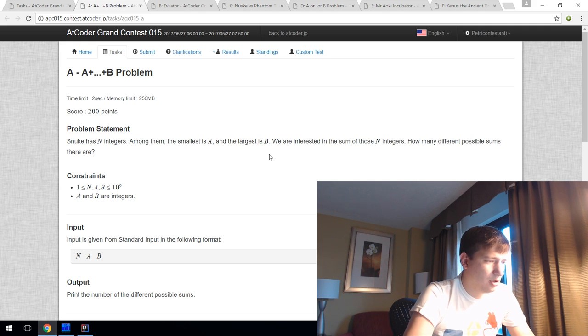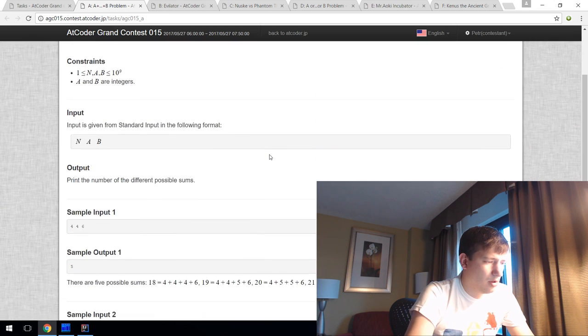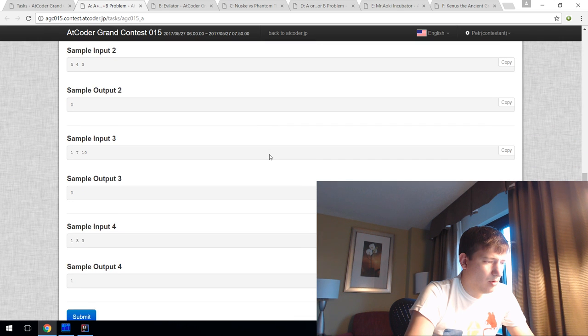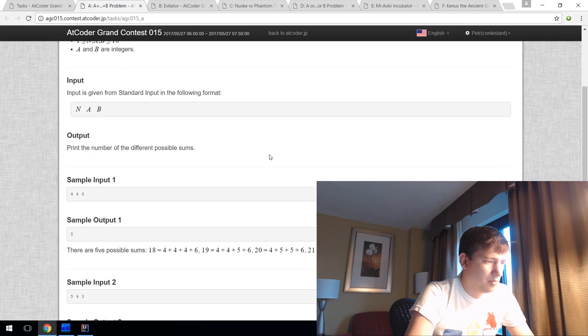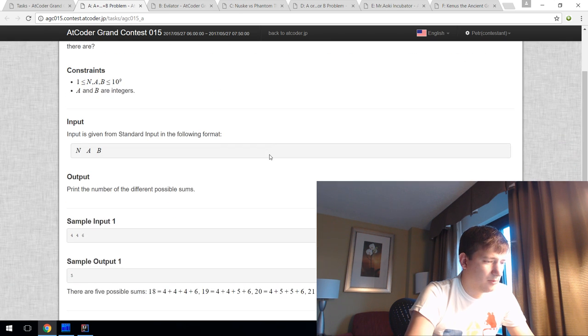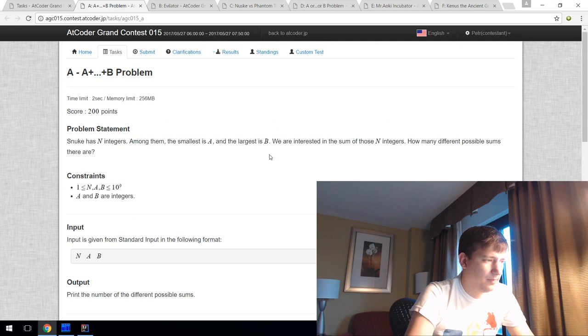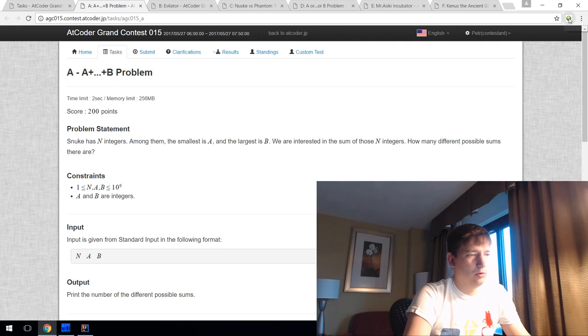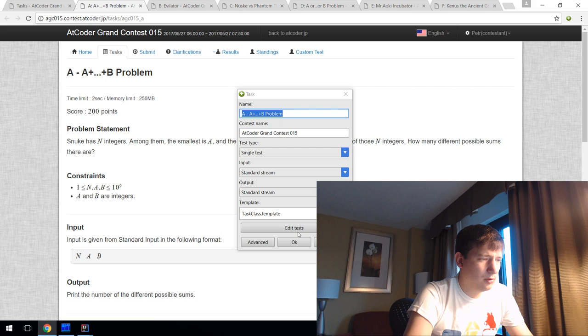There are n integers, smallest is a, largest is b. We must print the number of different possible sums of such integers. Okay, so not much to solve, to be frank.